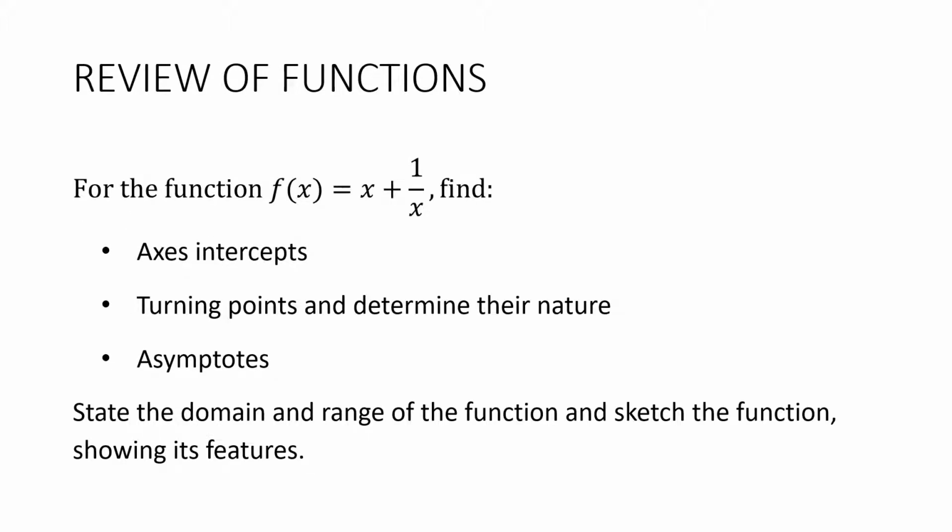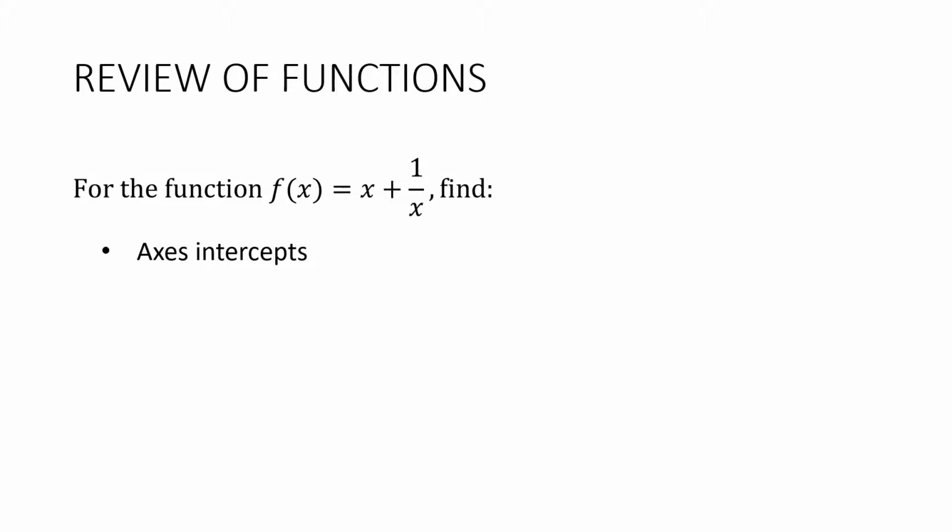For the function f of x equals x plus 1 on x, find the axes intercepts, the turning points and determine their nature, the asymptotes, state the domain and range of the function, and sketch the function showing its features. Let's begin by finding the axes intercepts. Remember, we find the y-intercept by substituting x equals 0. We find the x-intercepts by substituting y equals 0.